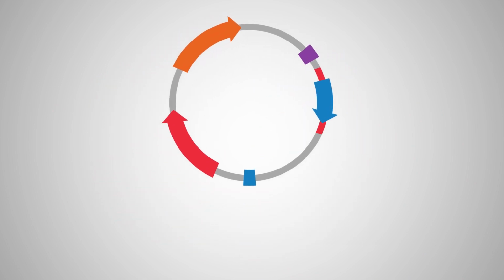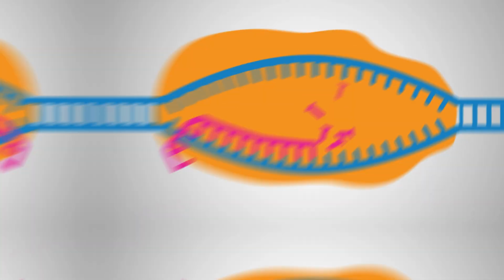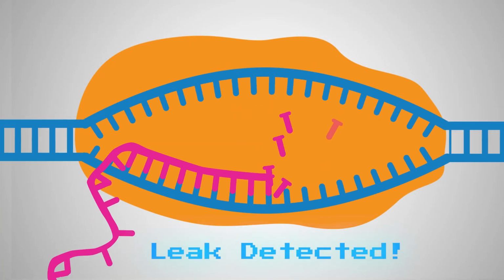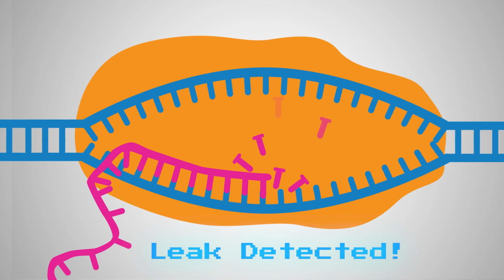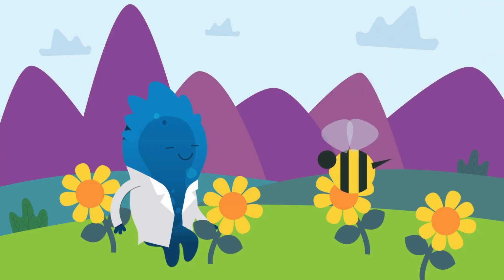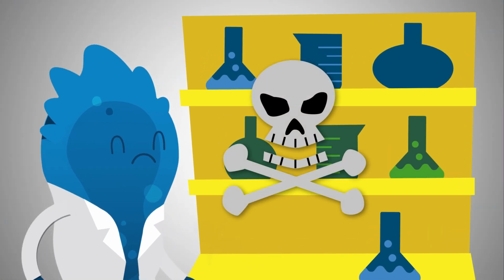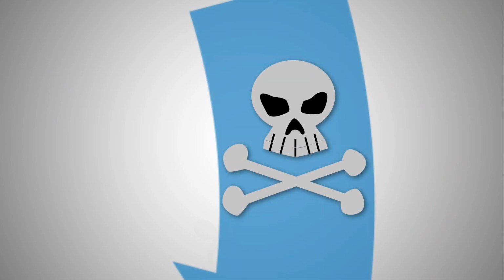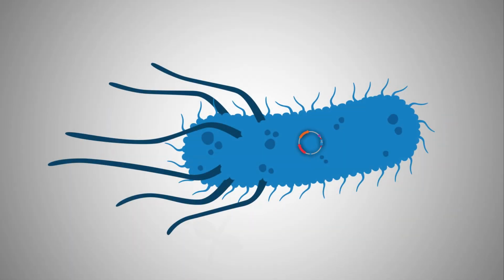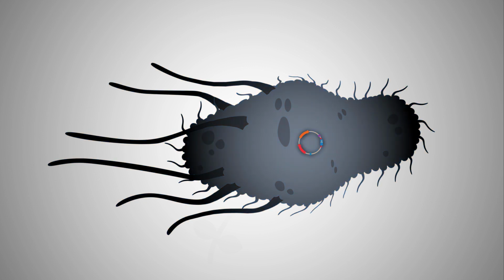Sometimes transcription doesn't go as planned, and leakiness can occur. Leakiness is when transcription occurs when it's not supposed to. For example, when a repressor protein is bound to a silencer. In nature, this is common and generally won't cause any issues. But it could spell doom for your research. For example, if the insert gene is toxic, leaky transcription could lead to the cell being poisoned, ruining your time-consuming research.